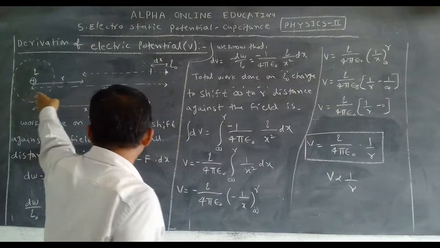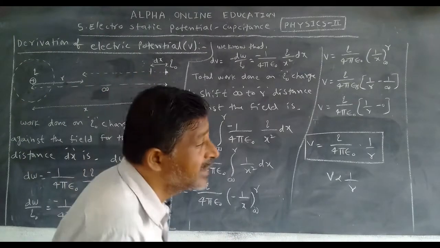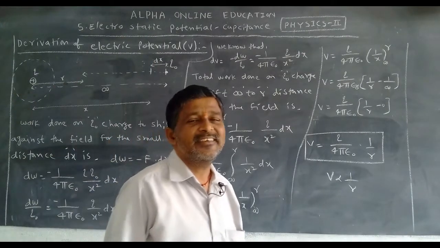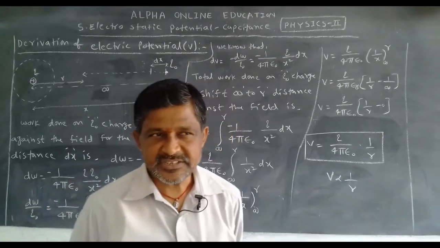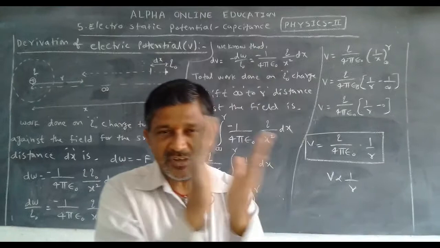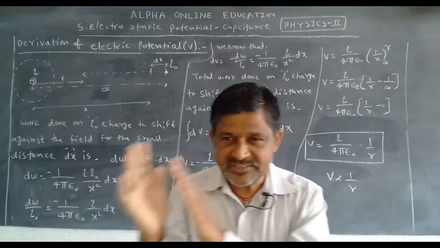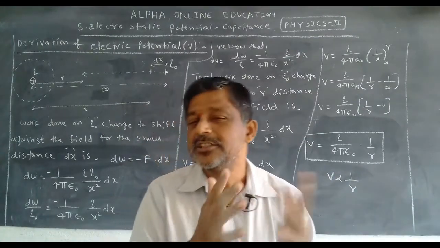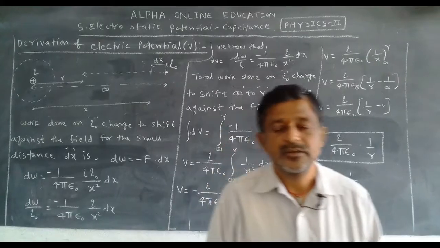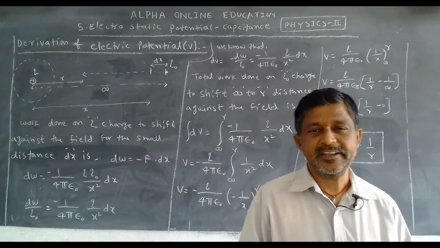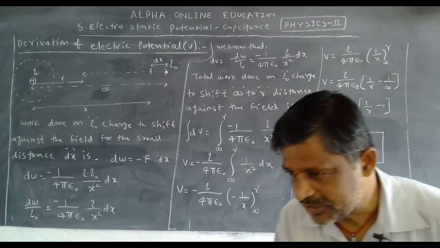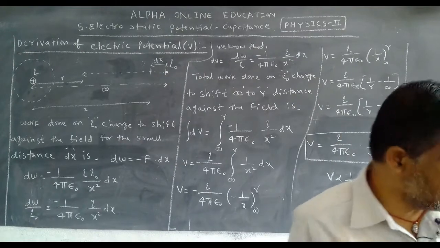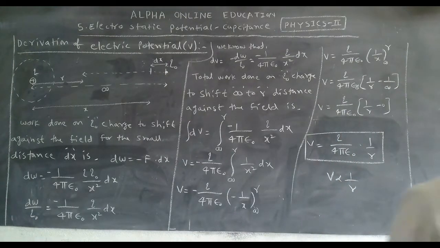Means when R increases, what happens to the potential? Decreases. When R decreases, what happens to the potential? Increases. Means electric potential depends on which one? The distance. When the distance decreases, potential increases. When the distance increases, the potential decreases. Okay, this is about the equation of electric potential, and this electric potential is taken positively and negatively.